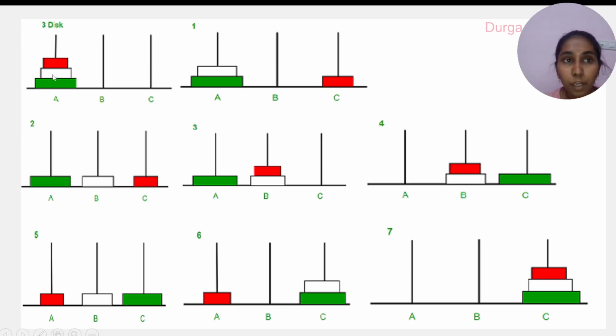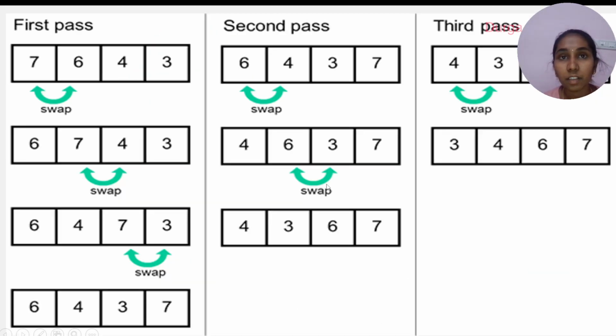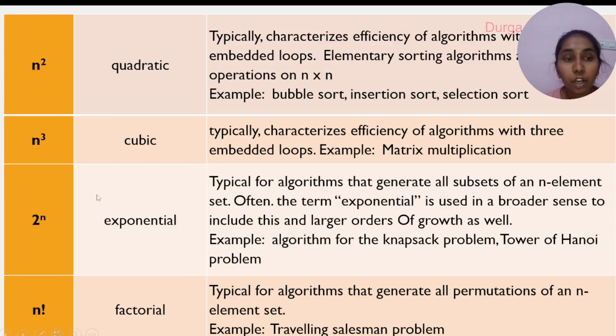Okay. So first we are moving red to destination, next white to B, next red to B. Why? Because here the big disk can contain the smaller disk, but it is not possible to keep the large disk on a small disk. Okay. So in this way we can solve the problem. For this type of problem, the time complexity is order of 2 power n.